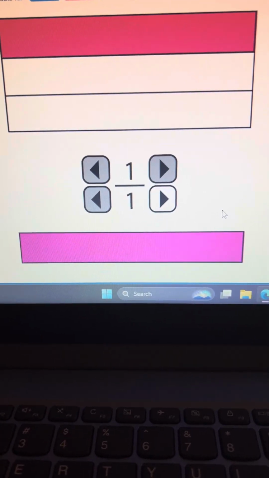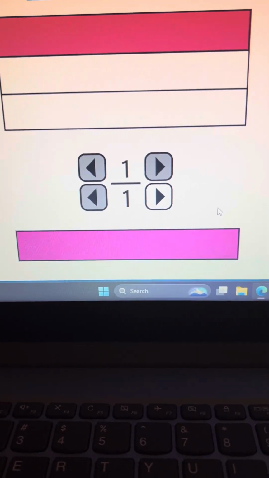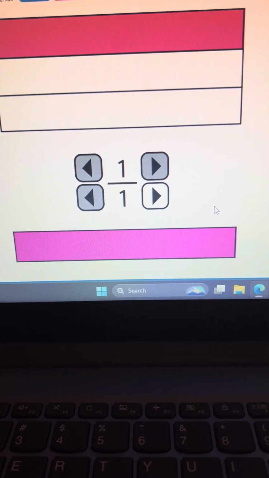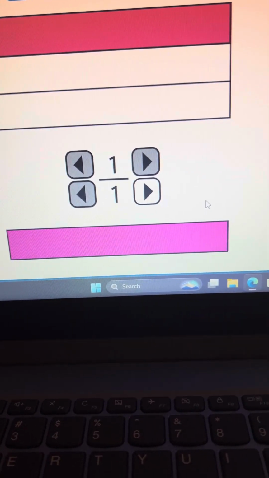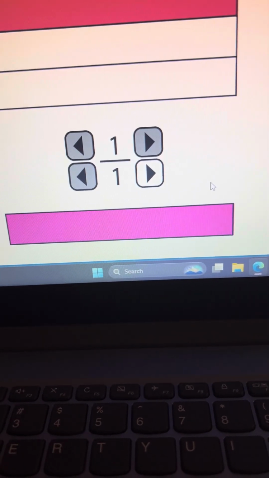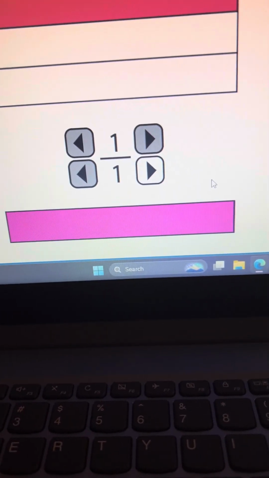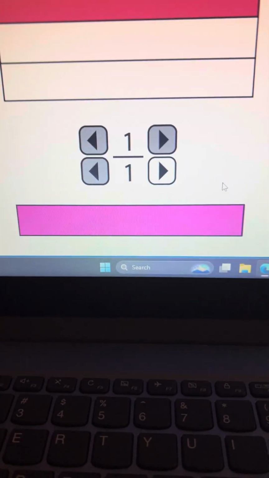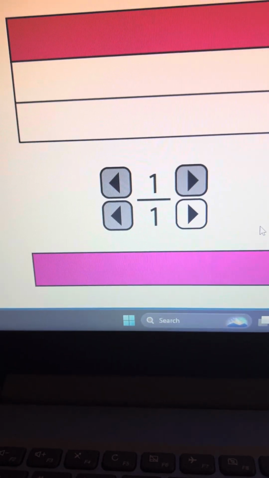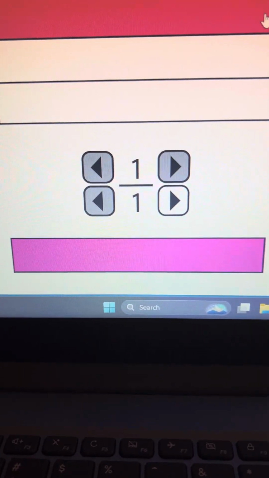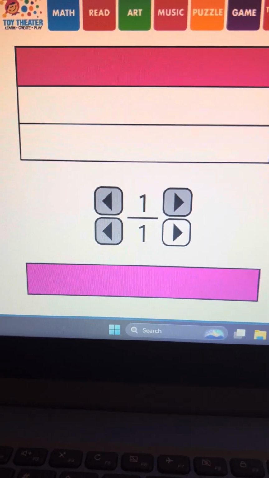The second part of that standard is express the length of an object as a whole number of length units by laying multiple copies of a shorter object end to end. Understand that the length measurement of an object is the number of same size length units with no gaps or overlaps. So again, I'm going to be using the rods as manipulatives, but these are more fraction bars that are going to represent the rods.